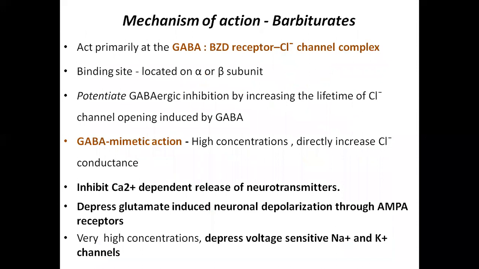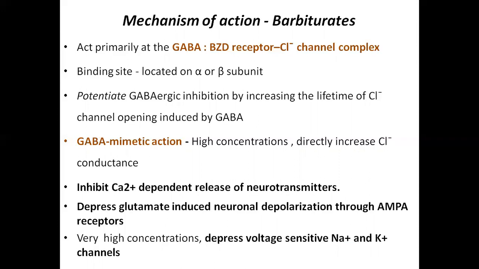These barbiturates act primarily at the GABA benzodiazepine receptor chloride channel complex, the binding site which is located on the alpha beta subunit. They potentiate GABAergic inhibition by increasing the lifetime of chloride channel opening induced by GABA. They have a GABA mimetic action. That means at higher concentration, they directly increase the chloride conductance. And in higher concentration, they also inhibit the calcium dependent release of neurotransmitters.